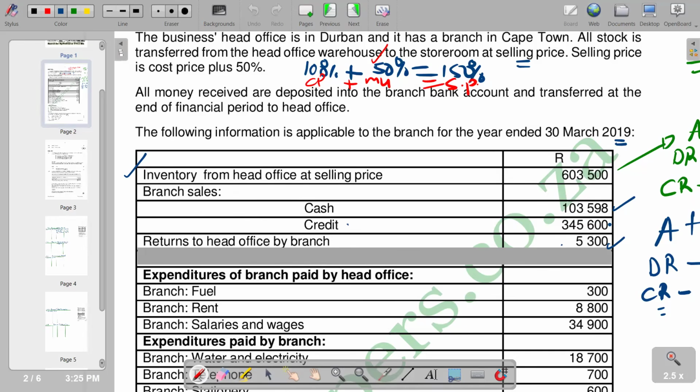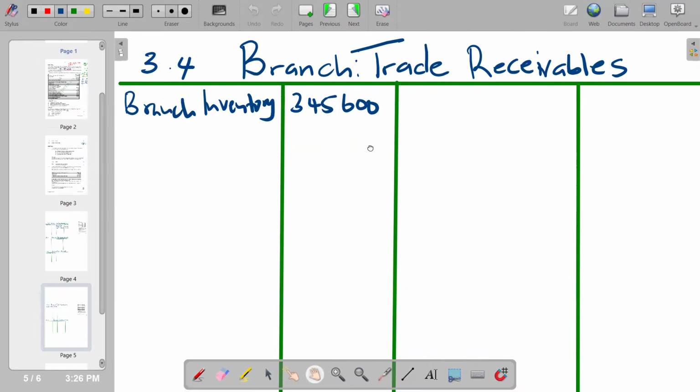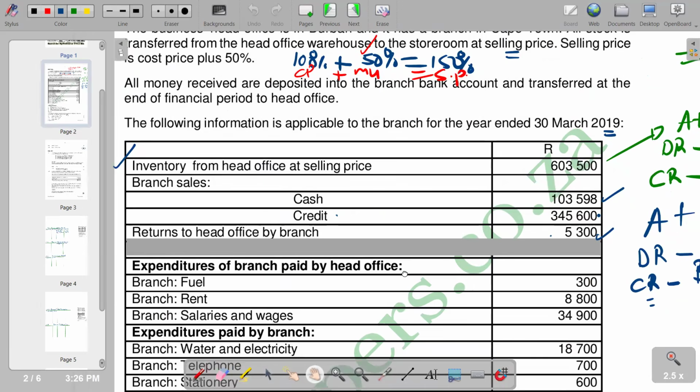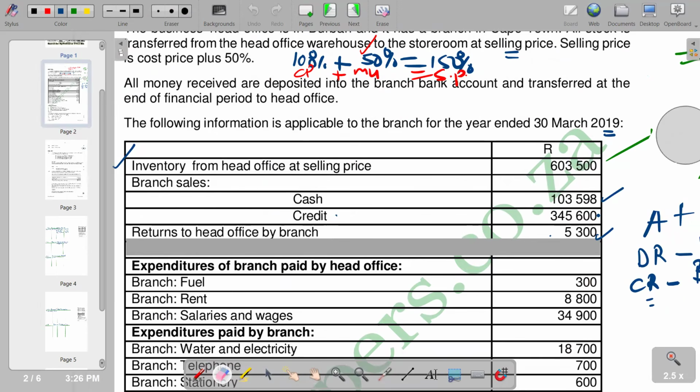So we've got 300, we've got 8,800, we have got 34,900. So we are supposed to list them in the branch profit and loss. So look for that one. But of course, we do not take the figures as they are, because remember, we should abide by the matching principle, whereby we are saying we should record what belongs to the current year, the same current year. We should match expenses to the income of that period.